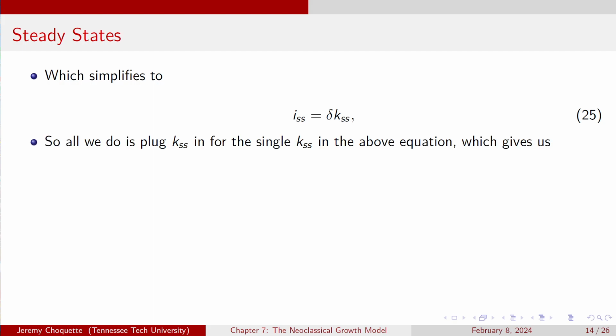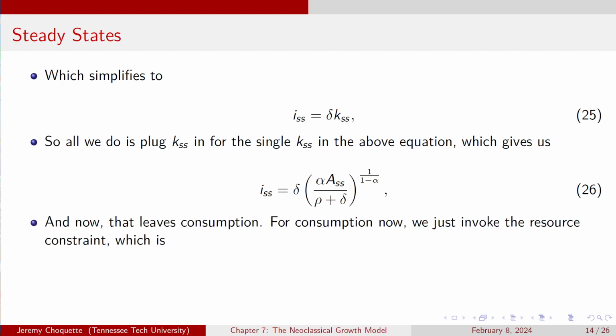So now what I'm going to do is plug KSS in for that one KSS that we have in equation 25, and that gives me this. Delta times alpha times A over rho plus delta, to the 1 over 1 minus alpha. Hey, that's not bad at all. It's just steady state capital times delta. All right. Well, that just leaves consumption.